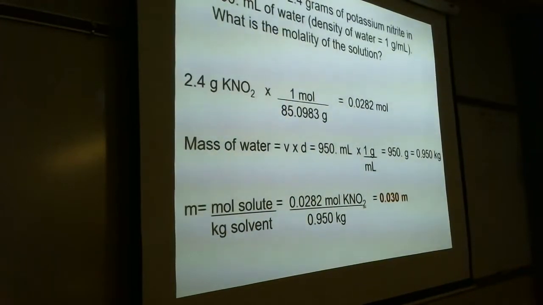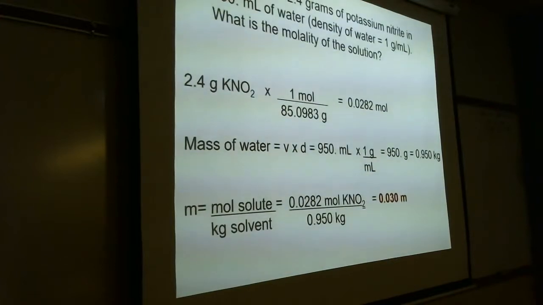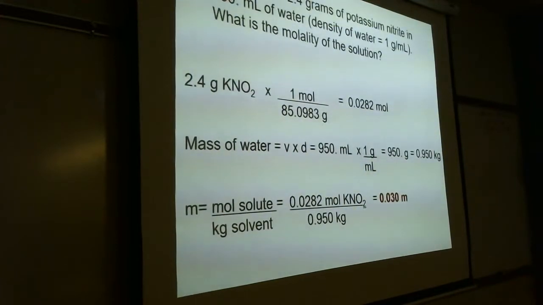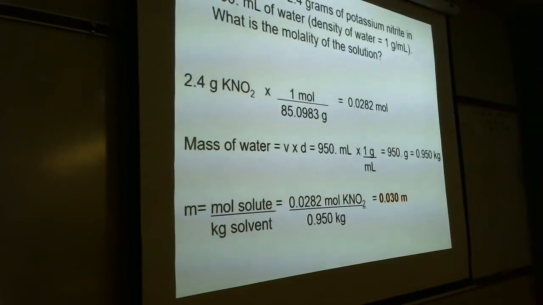Do we understand how to do this? Now again, on this problem, because the density is 1, if you forgot to turn the volume into a mass, it wouldn't mess things up. But if you're doing anything where the density is not 1, that's an important factor to remember. Do we understand how to do molality?